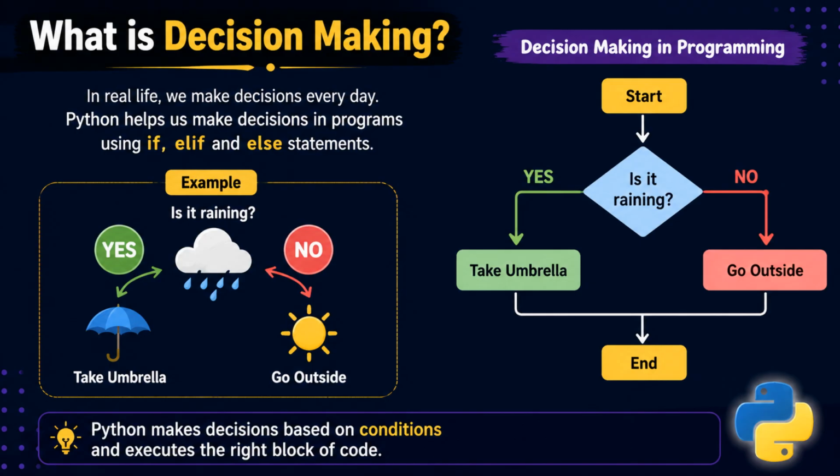Before learning the code, let's understand what decision making means. In our daily life, we make decisions all the time. For example, if it's raining, we take an umbrella. Otherwise, we go outside normally. Python works in the same way. It checks the condition first and then decides which code should run. This is exactly what if and else help us to do.